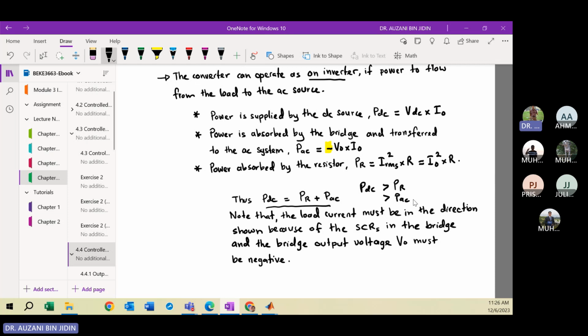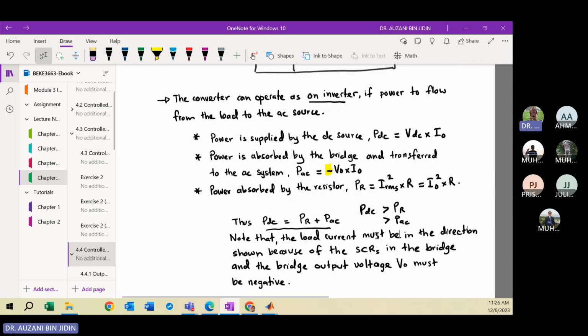For the rectifier operation, PAC will always be larger than PDC and PR, because you transmit the power from the AC to DC.